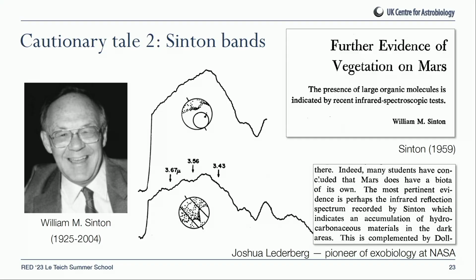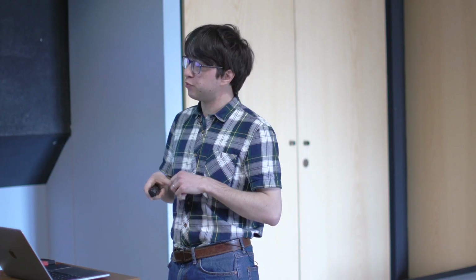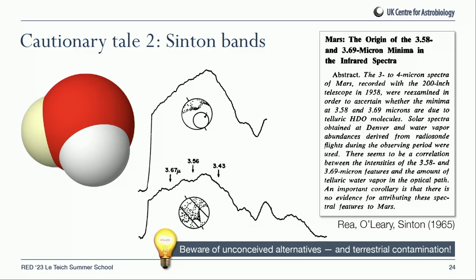Now this was kind of a big deal at the time, and Joshua Lederberg, Nobel Prize winning scientist who played a really important role in establishing the NASA Exobiology program, thought that this was actually pretty good evidence for the possible presence of life, or at least some sort of organic material, on Mars. In fact, these features were due to deuterium in the atmosphere of the Earth along the line of sight to Mars at the time the observations were taken, and had nothing to do with organic material on Mars whatsoever.